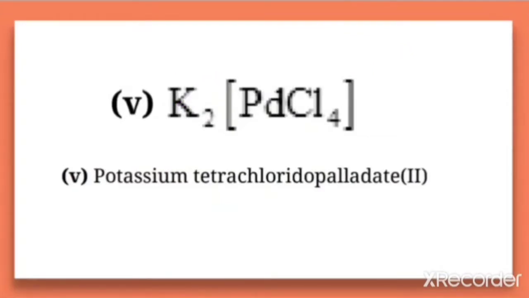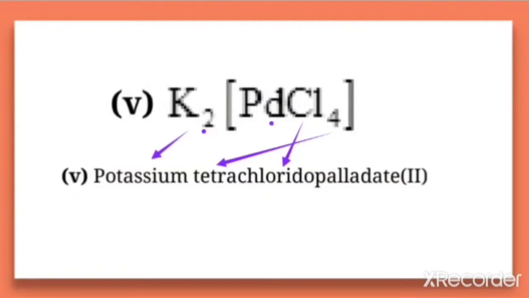So this is named in this way. That is, first the name of the counter ion, that is positive counter ion, potassium. Number 2 is not specified, just write potassium. Then we have to name the number of ligand. What is the number of ligand here? 4 Cl is there. So we have to use the prefix tetra. Then chlorido. I told you Cl can be named as chloro or chlorido.